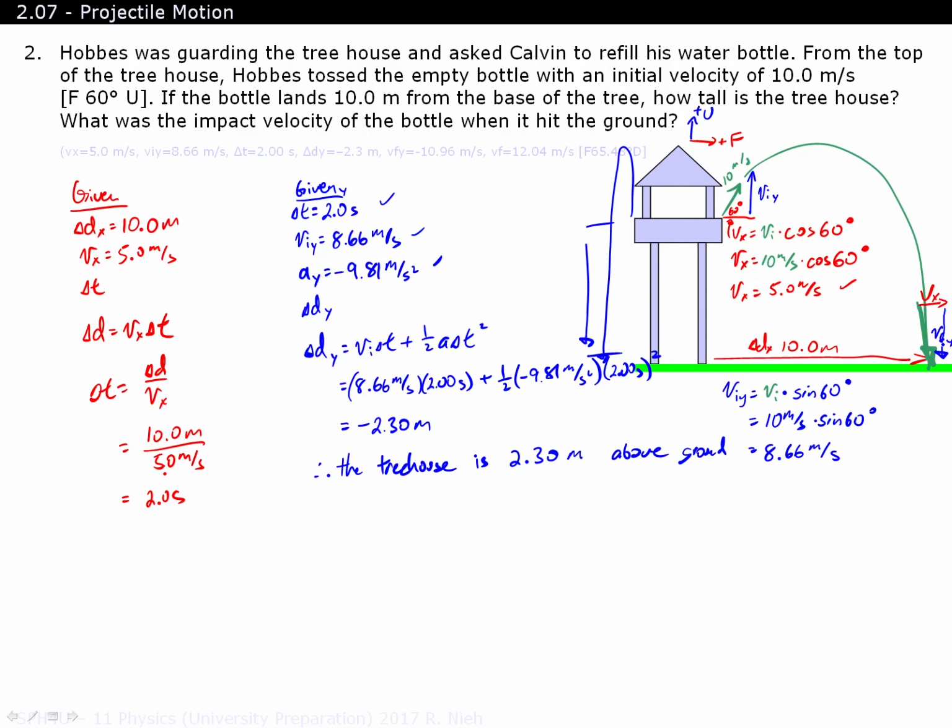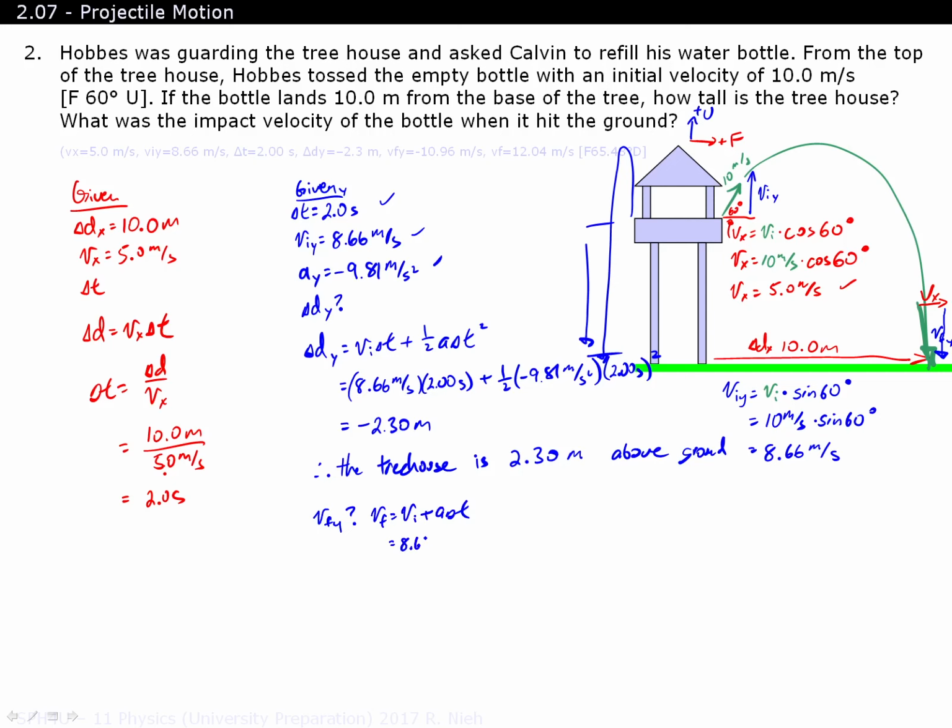All right, remember the bottle slows down as it goes up and speeds up again in the opposite direction as it falls downwards. And that's why our next part is to solve for our Vfy. So what is our Vfy? Again, it's based upon the same givens as above. In this case here, our ideal formula is Vf is equal to Vi plus A delta t.